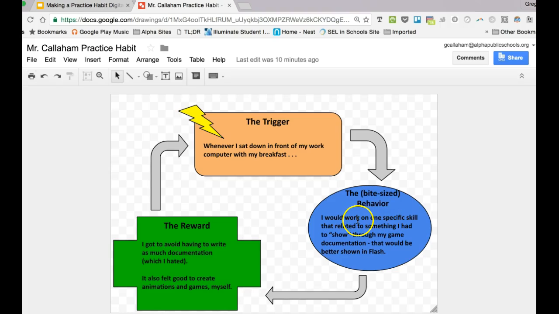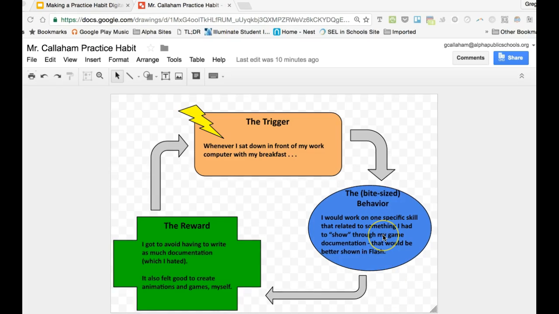So for me, I would work on one specific skill that related to something I had to show through my game documentation that would be better shown in Flash, right? So I had to show how this one interaction worked where you click this button and a ball shoots out and hits a number, right? That's harder to explain in a meaningful way than it is to show. So that's what I would work on. I'd find that skill. How do I show the ball moving from here and hitting the target? All right. So that's what I would look up. That's what I'd practice. That's what I'd develop.